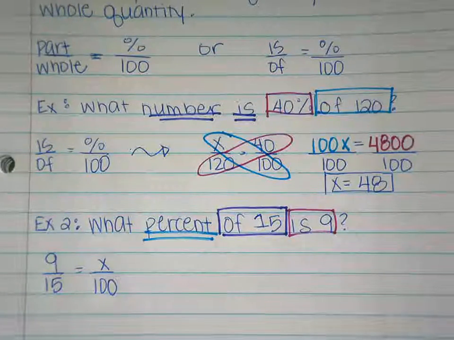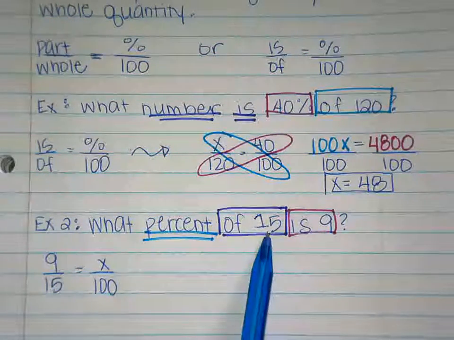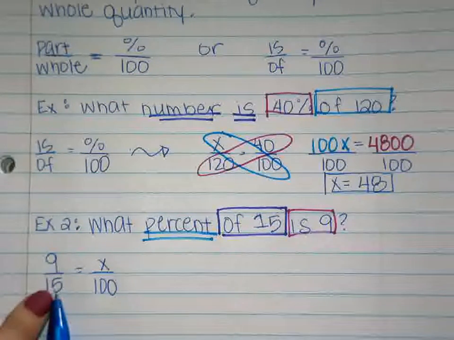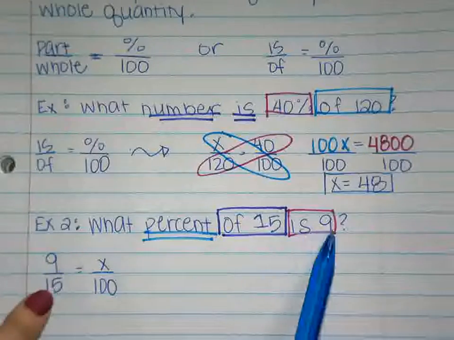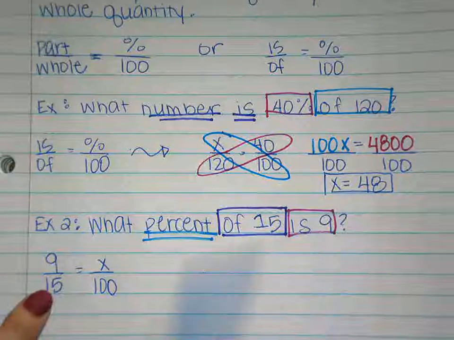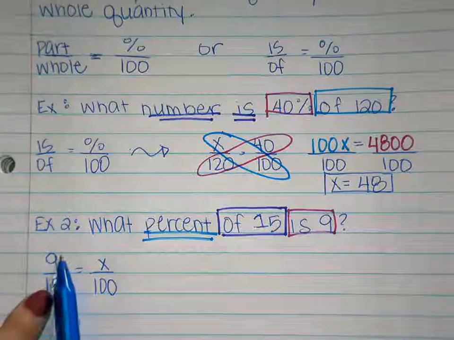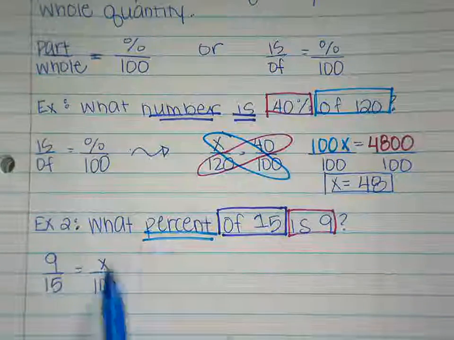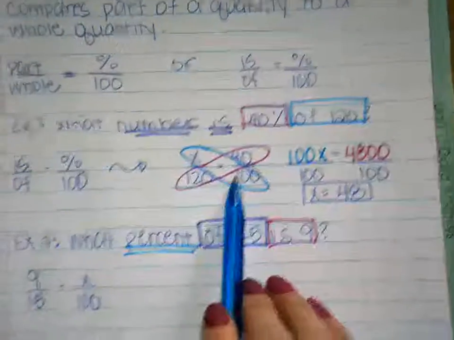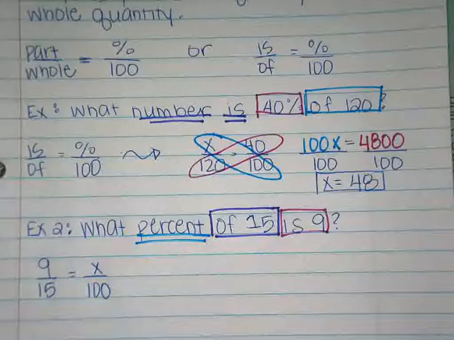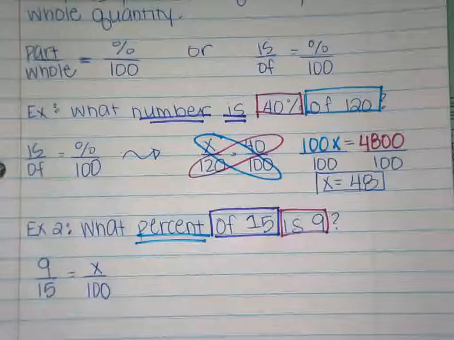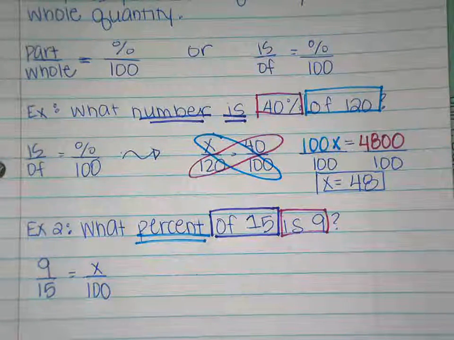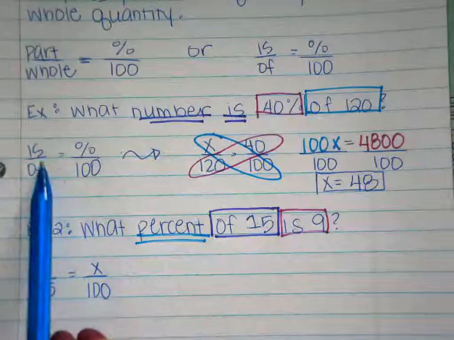So, here's why. My of is my what? 15. So I have to make sure that 15's in that of spot. Is. 9. So 9 has to go in that is spot. I am looking for my percent. So now instead of the X being where the is, like it was in problem 1, my X is in the percentage spot because that is what I'm trying to find. Does that make sense, guys? It's all just based on where your stuff is located.